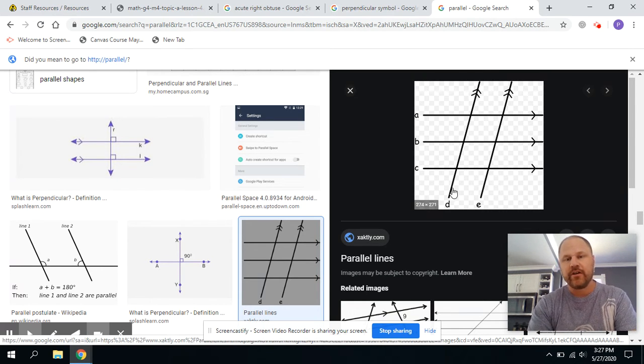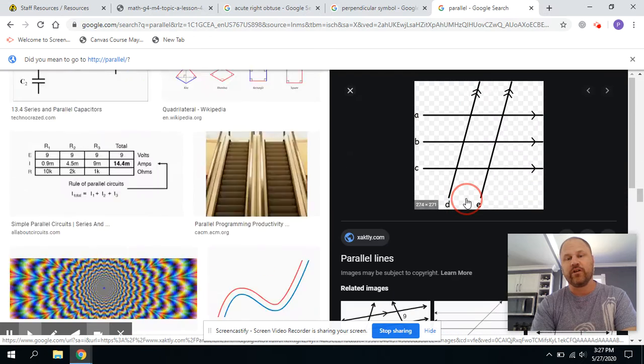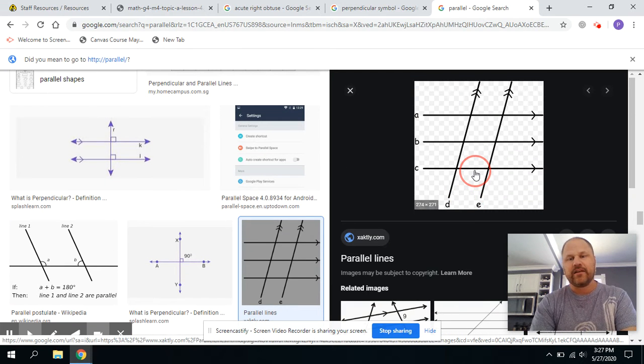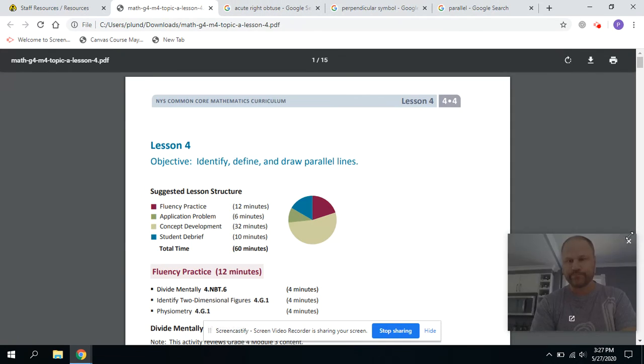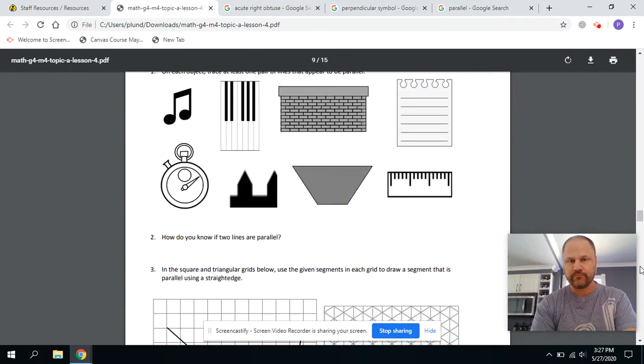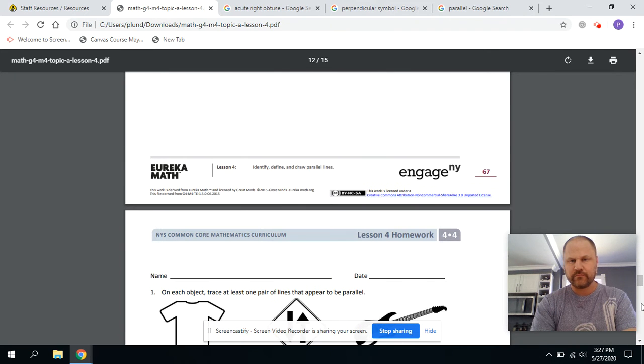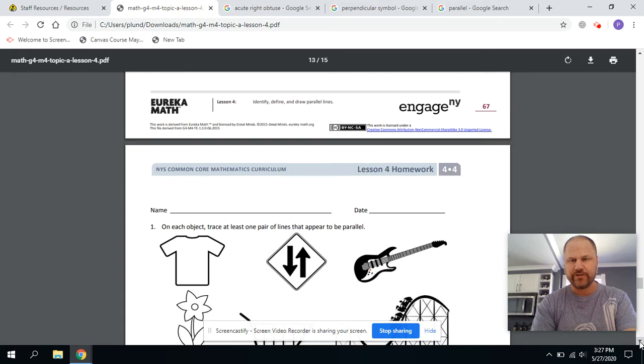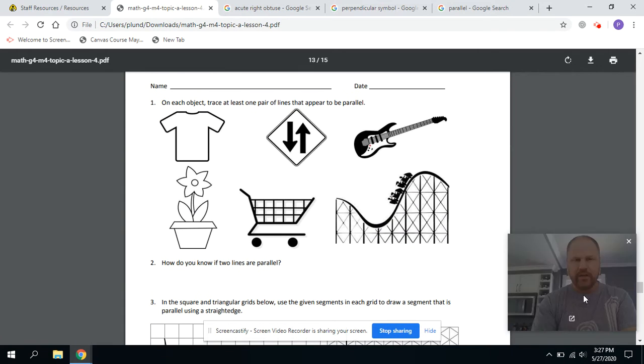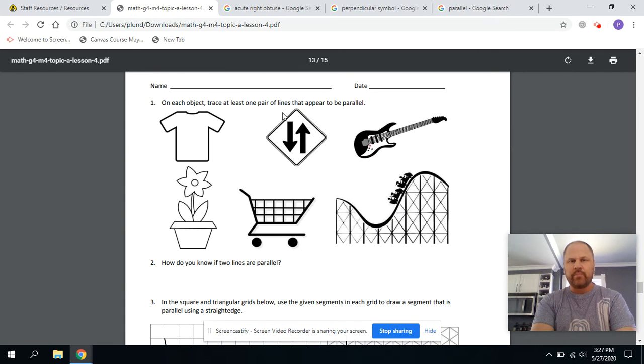And then the same thing, lines D and E have a symbol showing that they are parallel to each other. If they were to continue on either direction, they would not cross each other. So they're parallel. Okay. Back to the lesson. Okay, so similar to yesterday's, on each object, trace at least one pair of lines that appear to be parallel.